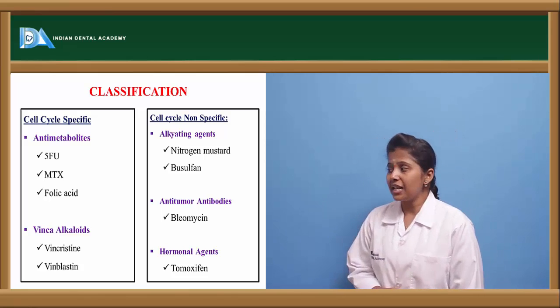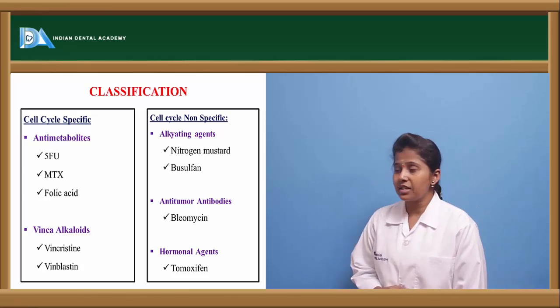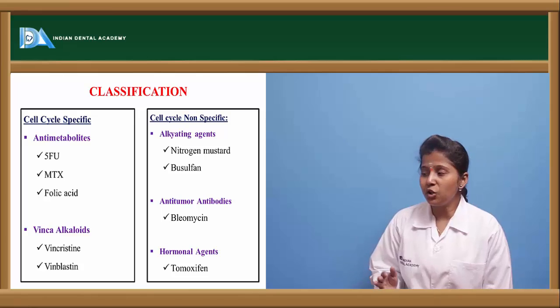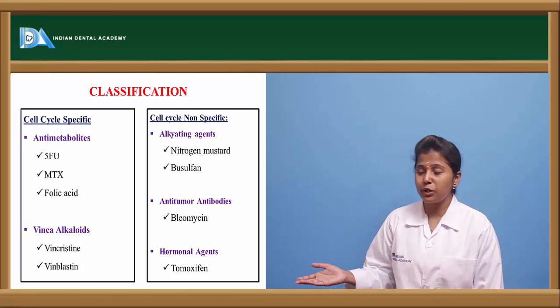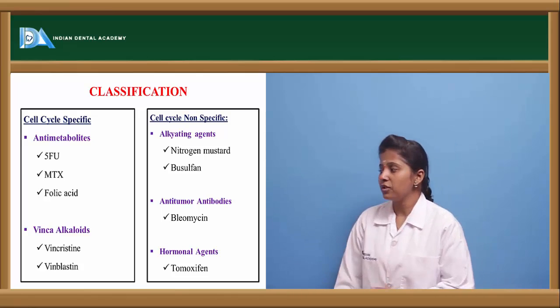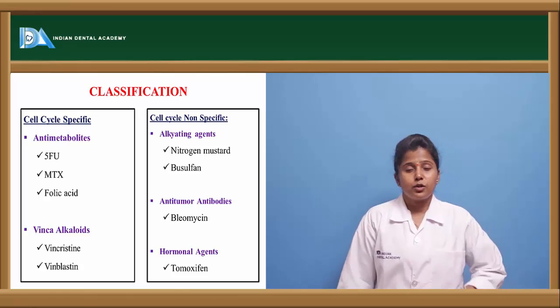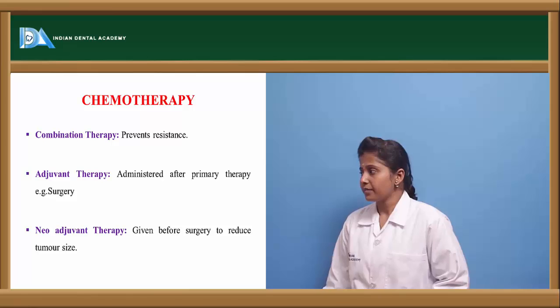The other one is cell cycle non-specific agents, like alkylating agents such as nitrogen mustards and busulfan, and anti-tumor antibiotics, which are also called antibiotics. These drugs include bleomycin, and hormonal agents like tamoxifen. So these are few of the drugs which are used in the treatment of cancer.